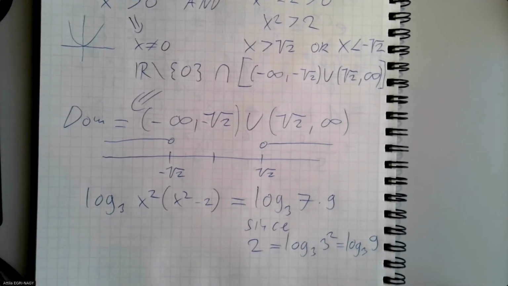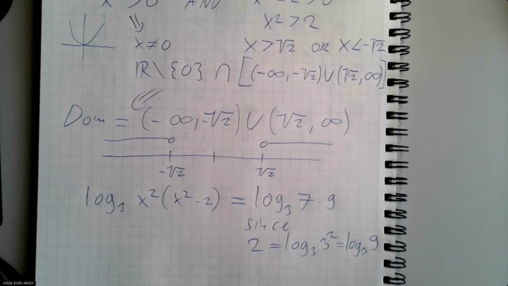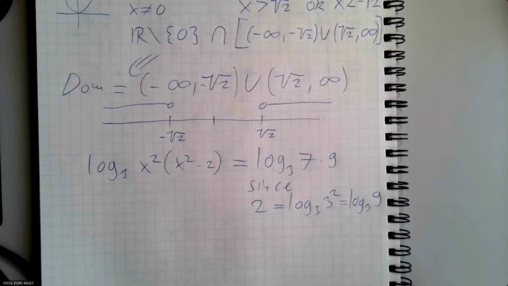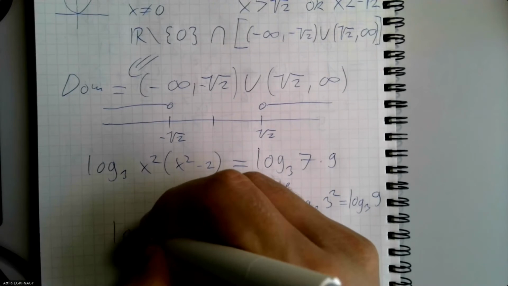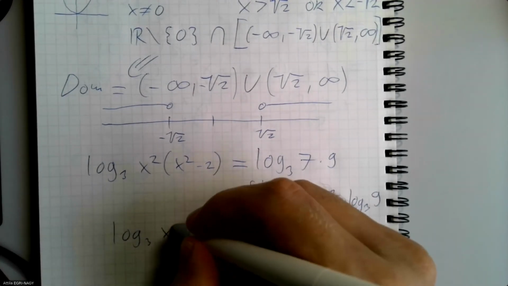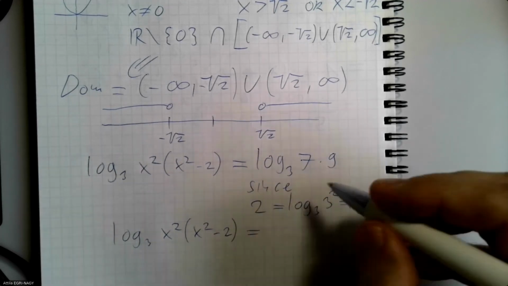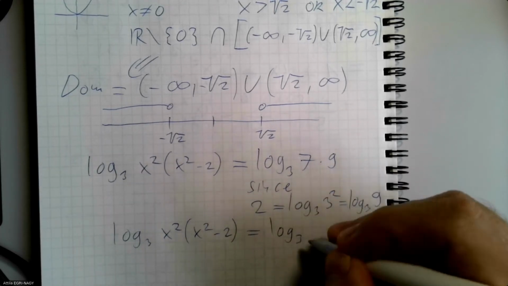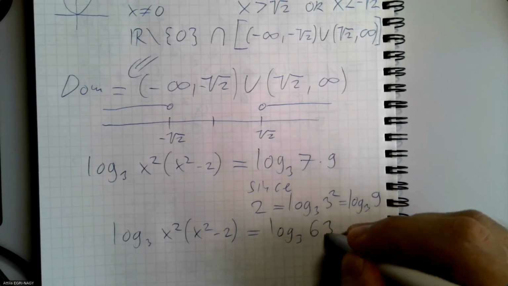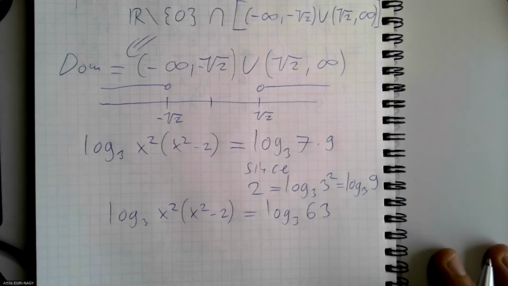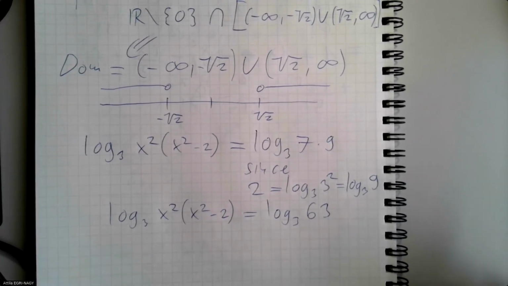Okay? So to summarize, I can write it as the left side, and here is just the base 3 logarithm of 63. So did it help? Well, yes, indeed, because this is first of all simpler.